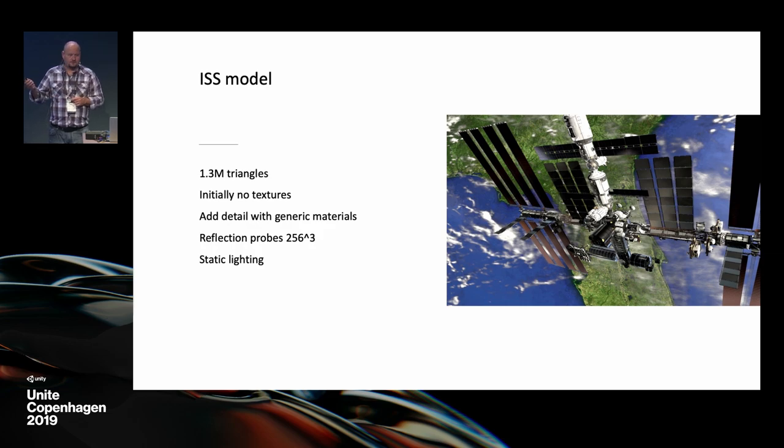The ISS model itself, 1.3 million polygons, seemed to be enough detail for our use case, but it came with no textures. So we just applied some generic roughness maps in there with metal, plastic, and so on. It was good enough. Reflection probes, we used 256 across cube map resolution. Surprisingly, it's enough. The entire scene uses static lighting.